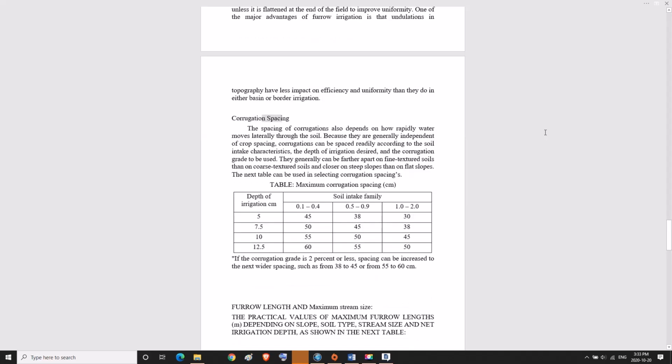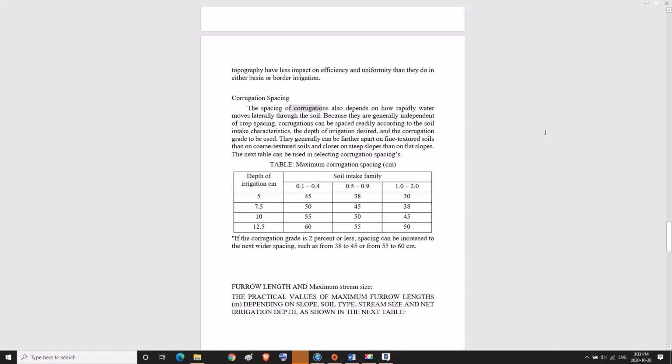Corrugation spacing. The spacing of corrugations also depends on how rapidly water moves laterally through the soil. Because they are generally independent of crop spacing, corrugations can be spaced readily according to the soil intake characteristics, the depth of irrigation desired, and the corrugation grade to be used. They generally can be farther apart on fine textured soils than on coarse textured soils and closer on steep slopes than on flat slopes. The next table can be used in selecting corrugation spacings.